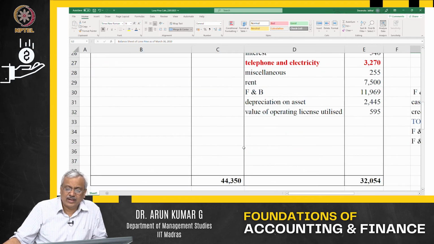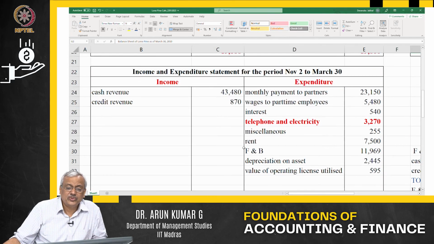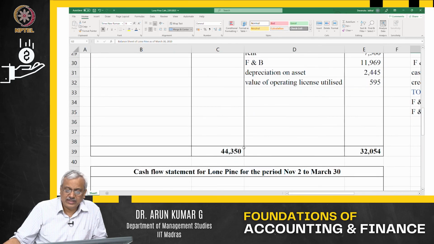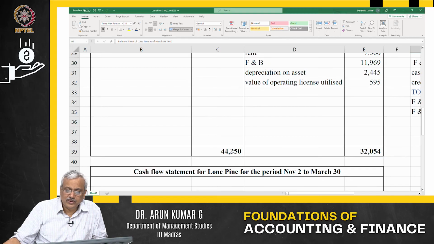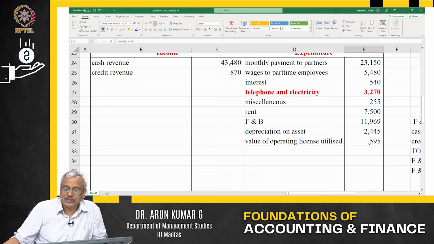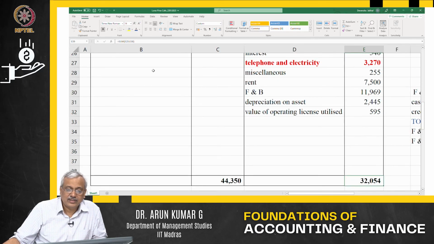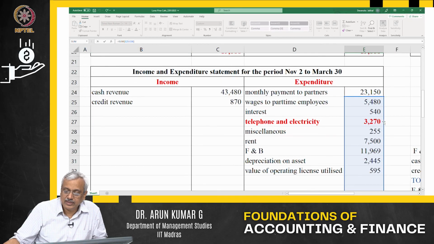Sir, why can you not write it off? Let the company decide that they have to write it off, then we will write it off. As of today, no. So let us see what has happened in this case. Your revenue is 44,350, your expenditure is 32,054. That means you have made a profit. Let me see, I think there is some mistake in my totaling. Yes, I have to include this cell also.